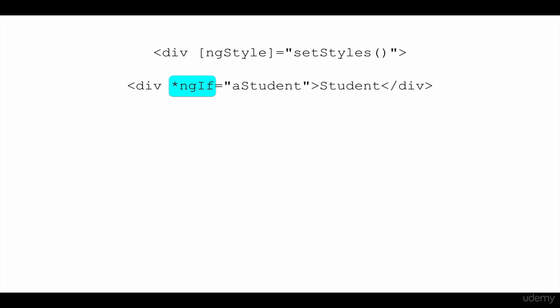Now, how does it look in code? Here, you see two different examples of a directive, ngStyle and ngIf. ngStyle is an example of an attribute directive, and ngIf is an example of a structural directive. In the case of ngStyle, it changes the appearance of our element. For ngIf, it removes or adds a specific element in your DOM.